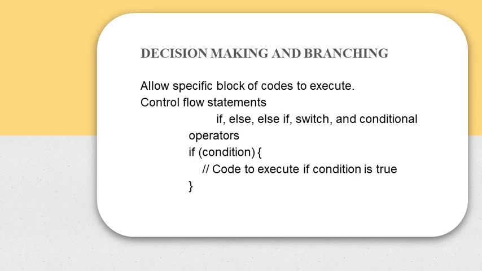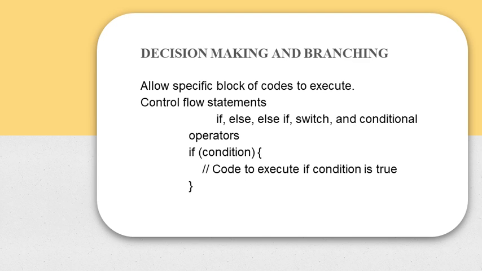Decision making and branching statements are fundamental for controlling the flow of a program based on specific conditions. They allow the program to execute different blocks of code depending on whether a condition evaluates to true or false. These statements evaluate a condition and execute a block of code if the condition is met. The primary decision making statements in C are if statement, if else statement, else if ladder, switch statement, and conditional operators.